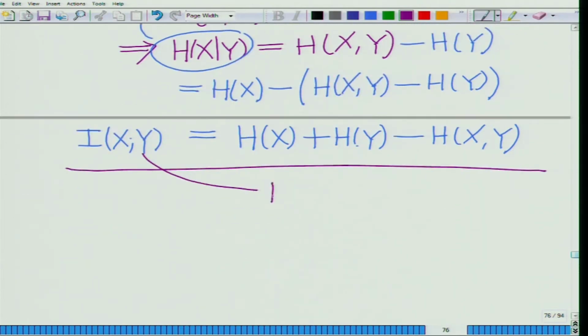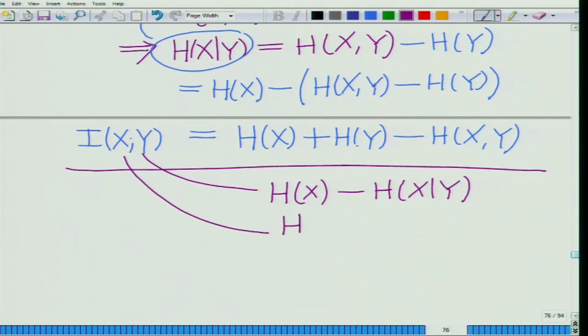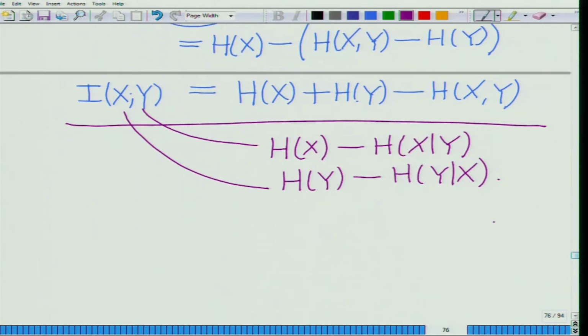This is also H(x) minus H(x given y). This is also H(y) minus H(y given x).